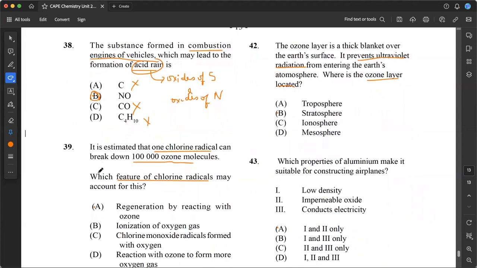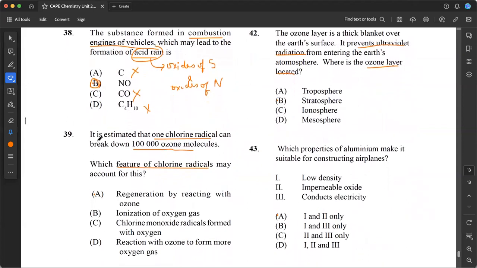Moving right along to 39. 39 says it's estimated that one chlorine radical, a single chlorine radical, will break down 10,000 ozone molecules. Which feature of chlorine radicals may account for this? The feature here is that the chlorine radical regenerates itself by reacting with ozone. And so one of them can regenerate itself as it reacts with ozone, and you can continue breaking down more and more ozone molecules.